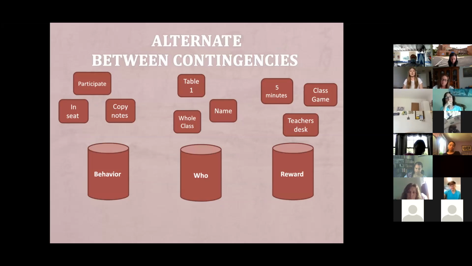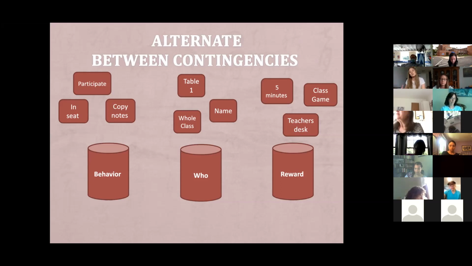So, in the behavior jar, you want to write down behaviors that you want to see more of in your classroom. So I want to see in my classroom more participation during math. I want to see students taking their notes, and I want to see students staying in seat when I'm delivering directions. So I write them on little sheets of paper, and into the behavior jar they go. In the who jar, you write table 1, table 5, because I noticed that they're really struggling with some of these behaviors. Individual names of students that are struggling, and then maybe the whole class.